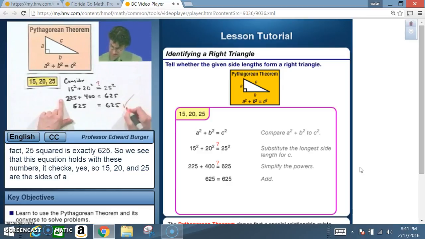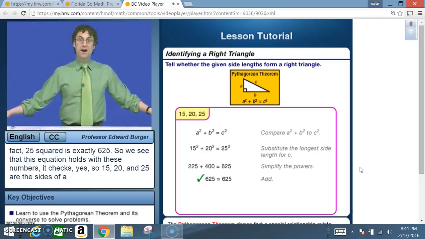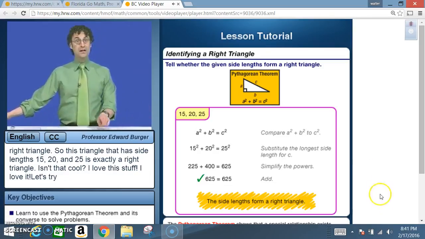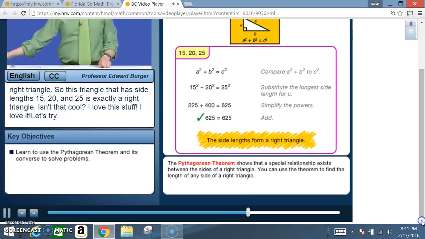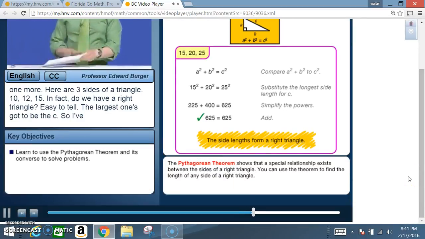It checks, yes. And so 15, 20, and 25 are the sides of a right triangle. This triangle that has side lengths 15, 20, and 25 is exactly a right triangle. Isn't that cool? I love this stuff. I love it. Let's try one more.